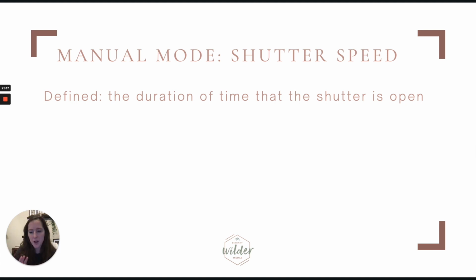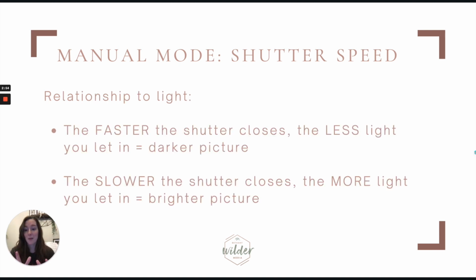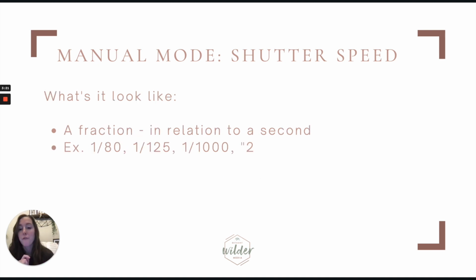Shutter speed defined is the duration of time that the shutter is open. You hear that sound when you take a picture. That is the shutter closing. And so the shutter speed is how fast or slow that closes. Makes sense, right? The faster the shutter closes, the less light you're going to be letting in. It's going to be a darker picture because there's less light being let in. The slower the shutter closes, the more light you're going to be letting in and the brighter the picture's going to be. Make sense? A fraction is what it looks like in relationship to a second.